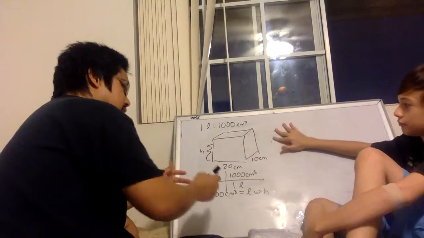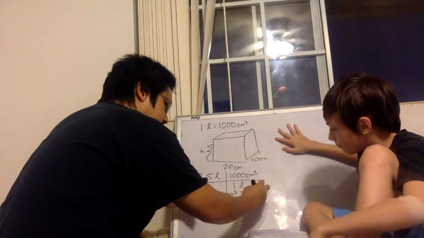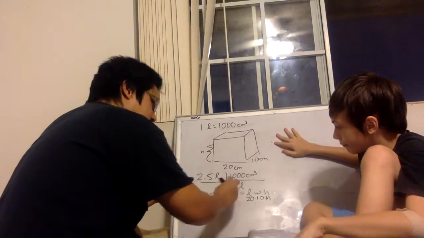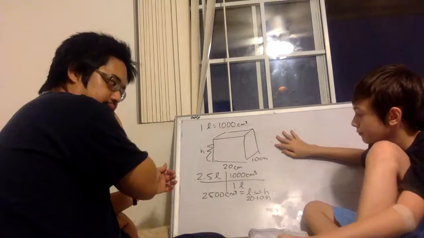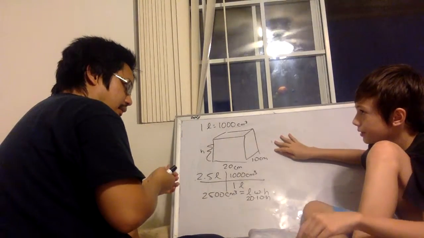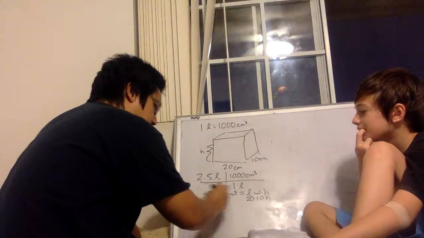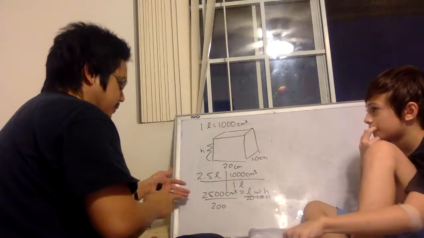The height. Good. We know the length, we know the width. That's 20 times 10 times h equals this. So how do I get rid of the 20 and the 10? You put them together and then you divide them. So 200. So h is this number divided by 200. All right.